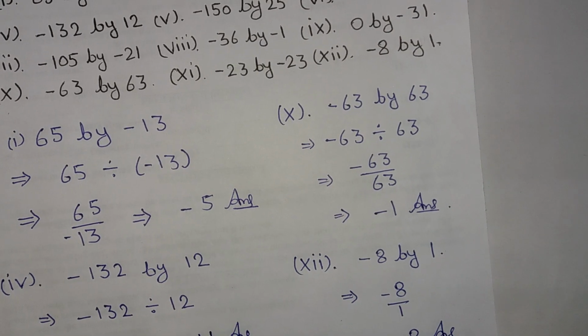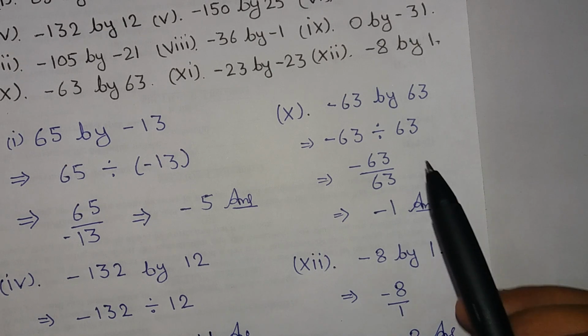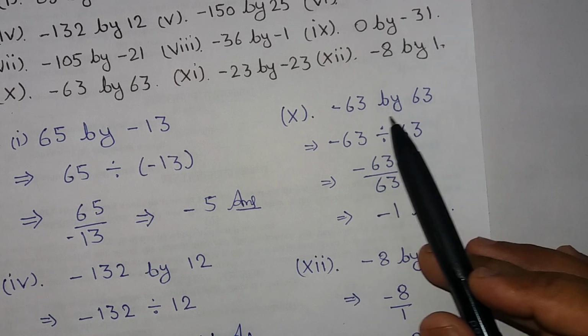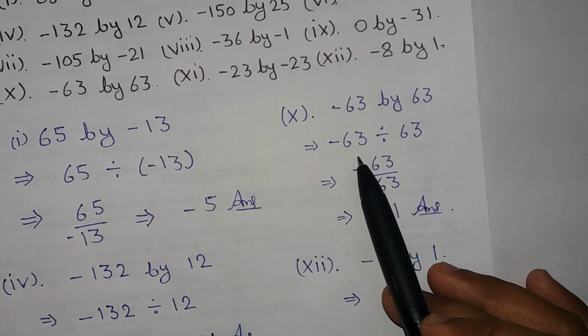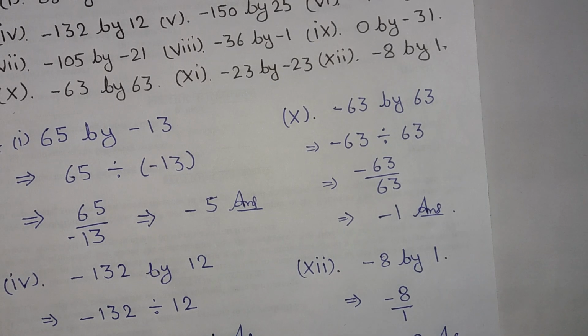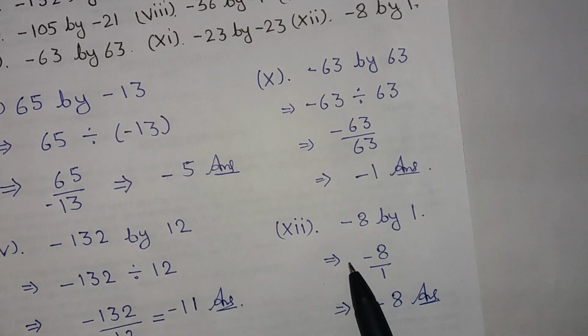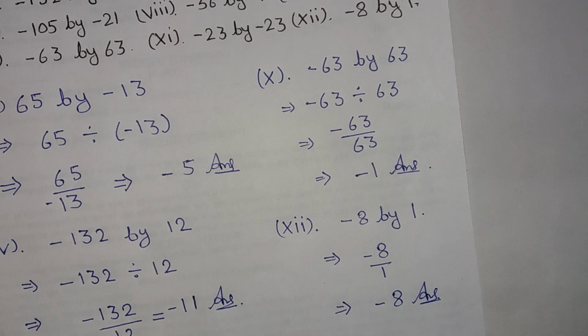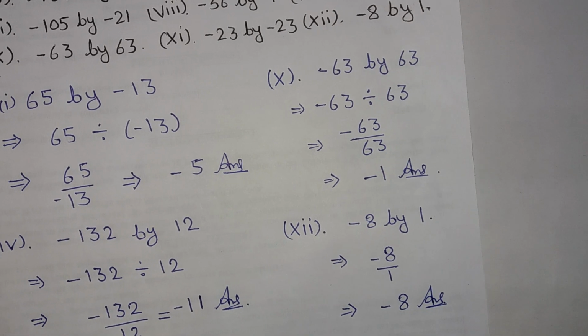Next part, see the 10th part. In the 10th part, we have to divide minus 63 by 63. So minus 63 upon 63 will be minus 1. After this, the 12th part, minus 8 by 1. When we divide minus 8 by 1, the answer will be minus 8.